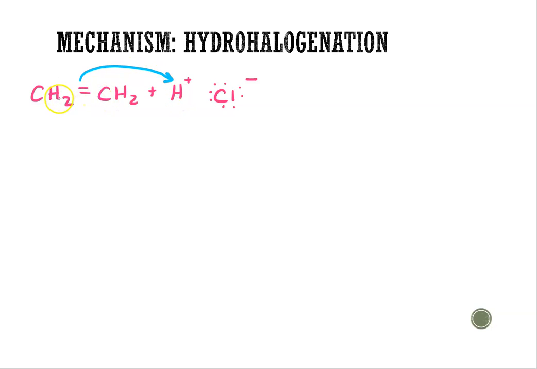This hydrogen would attach itself to whichever carbon had more hydrogens on it. But since these are exactly the same, it makes no difference. So here we're going to attach our little hydrogen onto here. And so we have CH2, CH2, and then we have this hydrogen coming off of here.